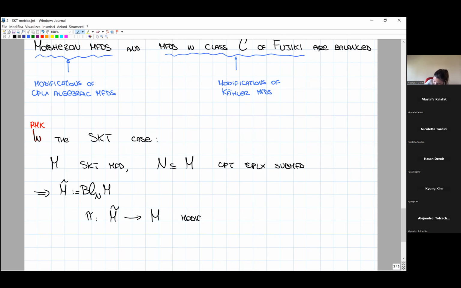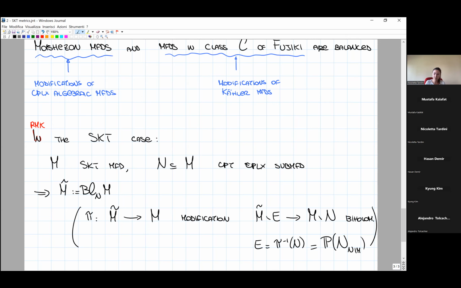Essentially, outside of the exceptional divisor, M tilde minus the exceptional divisor to M minus N is a biholomorphism. And E, that is the preimage of N, can be seen as the projectivization of the normal bundle of N inside M. So this is a particular construction of blow-ups. If you start with a manifold that is SKT, take a submanifold and construct the blow-up, the blow-up manifold is still SKT.